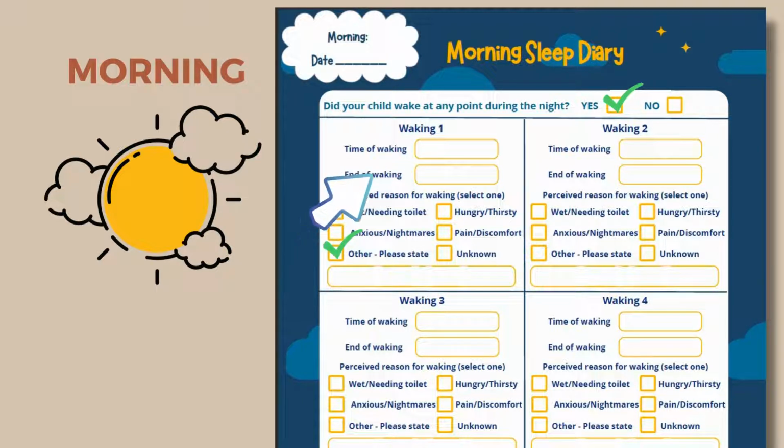We also ask you for the time of waking and the end of waking if you're able to provide this information. Please complete multiple entries if your child woke up during the night for multiple reasons. Please use the 24-hour clock for clarity when entering the time.